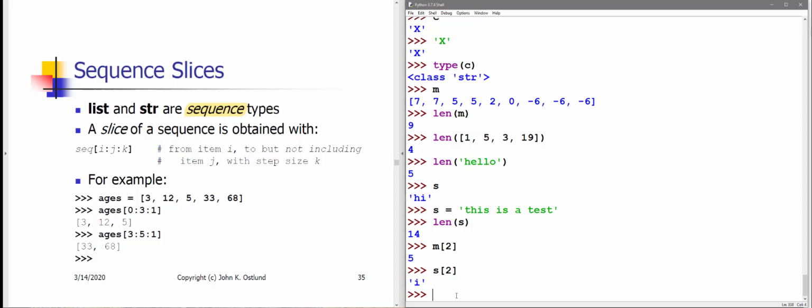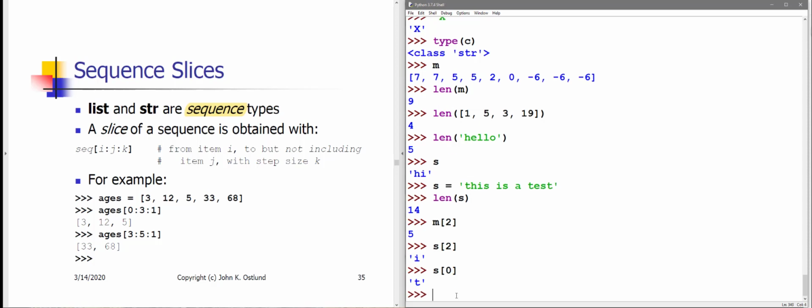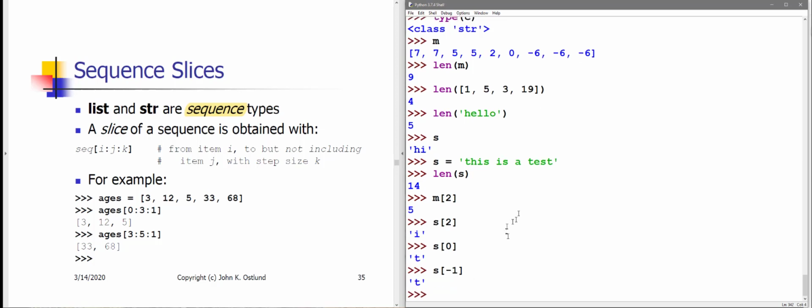S sub 0 is the first t. S sub minus 1 is the last character, which also happens to be a t. All right, so I can index forward from 0 up to 13, or I can index backward from minus 1 to minus 14 within this string.